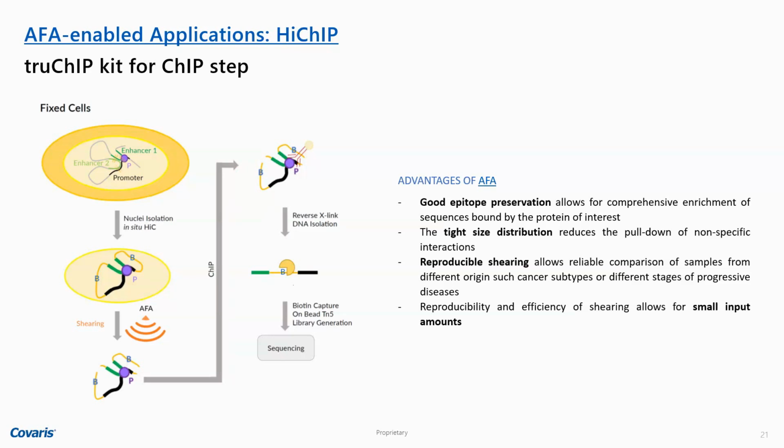The advantages of AFA in this workflow are that you would have good epitope preservation due to isothermal processing. You would have a very tight size distribution in the shearing, not requiring additional size selection. You would have very reproducible shearing. And overall, since you are retrieving all your material intact with such good epitope preservation, it is ideal when starting with small input amounts.